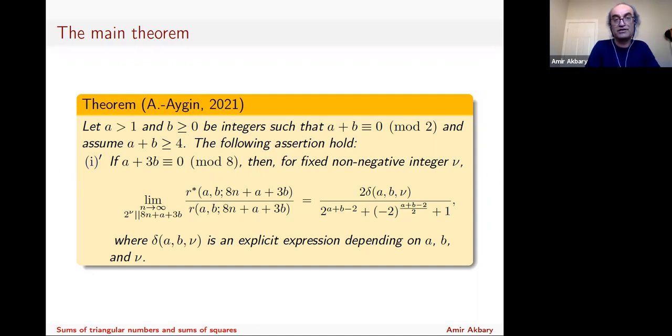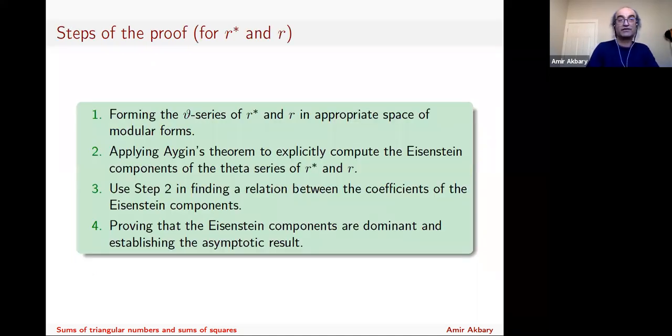Okay, I'm going to just describe the result for the case of R star and R, and just for some, as you see that we have to consider many cases here, so I'm going to just consider the simplest case to give you some idea of how the proof works. We have basically 4 steps in the proof.